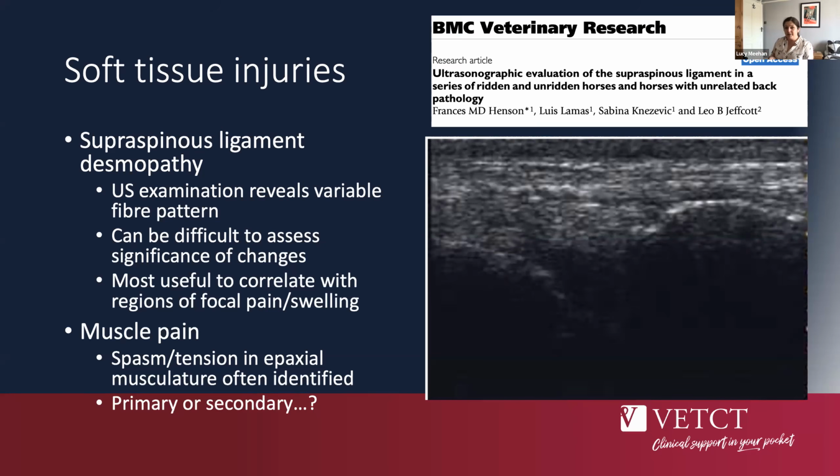Muscle pain, well, we often see spasm and tension in the epaxial musculature secondary to other issues such as hind limb lameness, or other causes of back pain. I think it's really difficult to diagnose this definitively from imaging. I think it's much more of a clinical diagnosis.